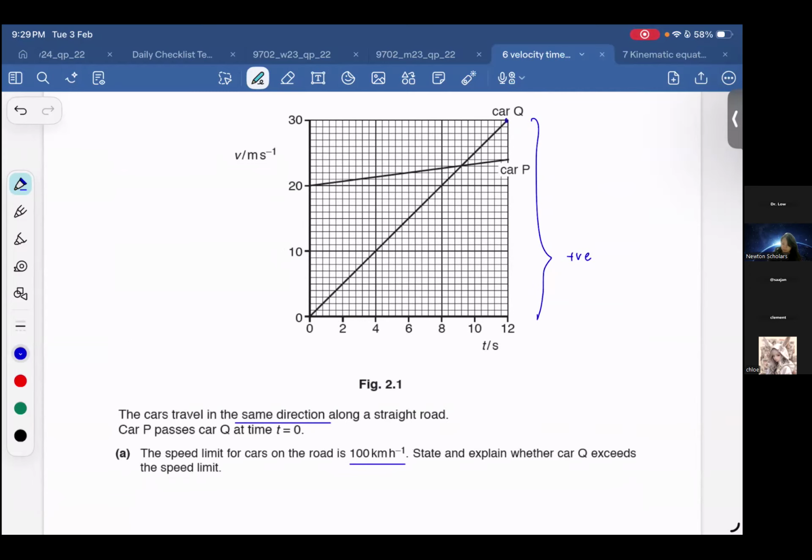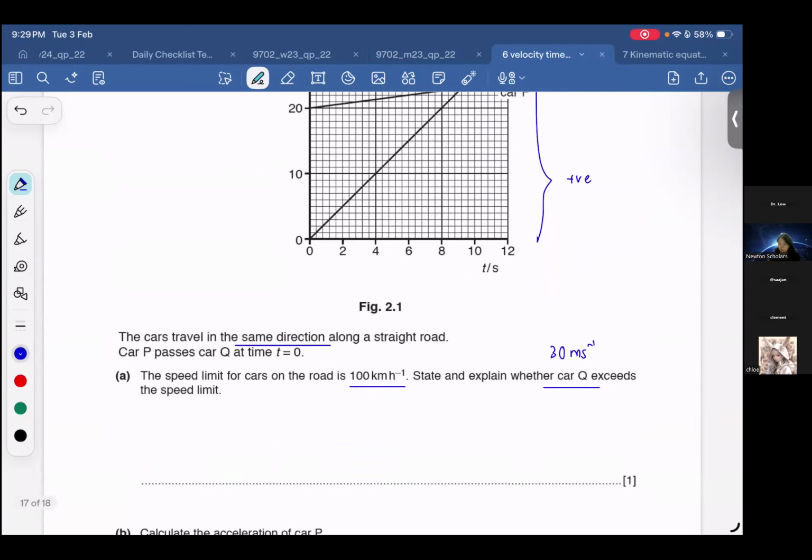Okay, for car Q here, the highest speed is 30 meters per second. Am I right? This is the fastest speed. So we want to know whether this speed exceeds the limit or not. Okay, how should we do?